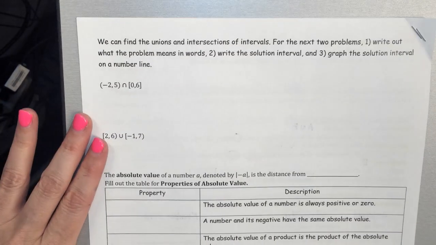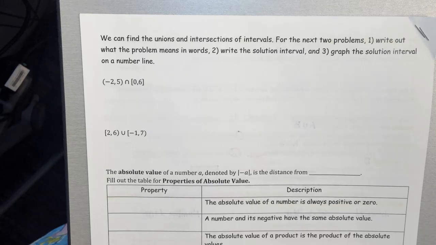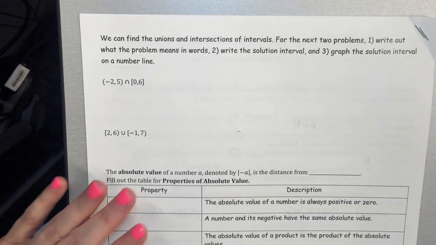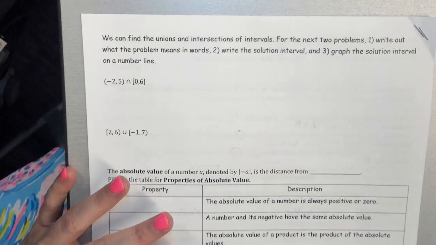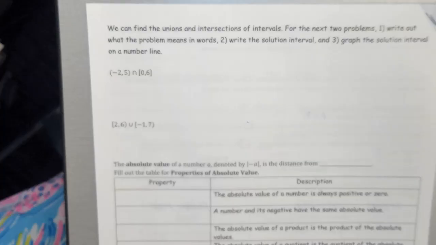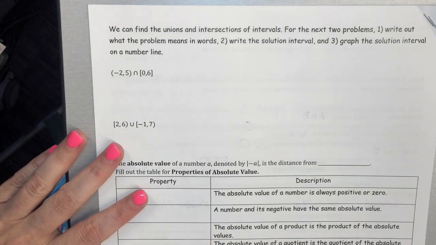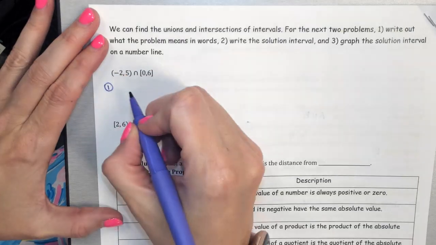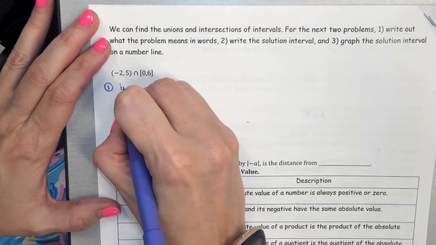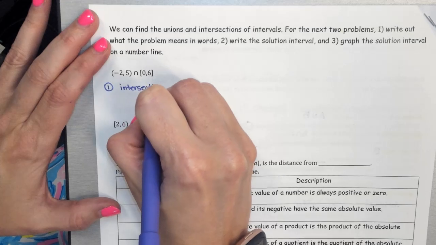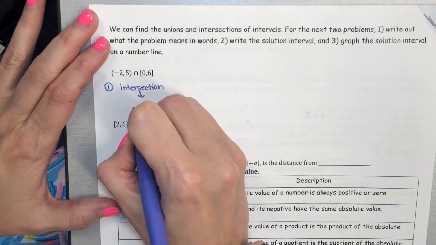Okay, so if you didn't get to read this yet, we'll go over it together. So we're going to find unions and intersections of intervals, and we're going to do 3 steps here. We're going to write out what the problem means in words. We'll do that together. We'll write the solution interval, and then we'll graph that solution on a number line. Okay, so the word part, I just want you to tell me if it's an intersection or a union and what that means. So the upside down U, that is a what? Intersection or union? Intersection. So the intersection means you have to include the elements that are in both.